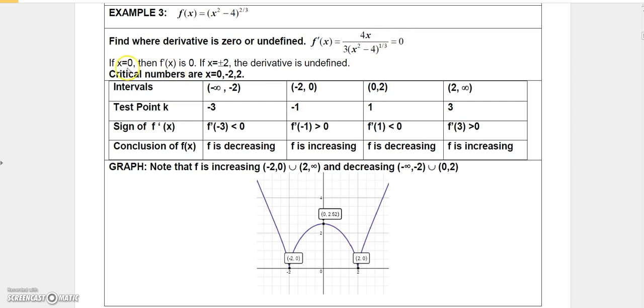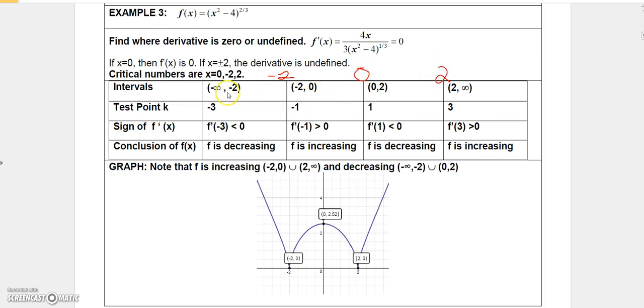Now, it turns out that the derivative would be 0 if x is 0. So 0 is a critical number. But it also turns out that if x equals plus 2 or minus 2, the derivative is undefined. So critical numbers are also plus or minus 2. So you notice that if you put plus or minus 2 in the denominator, you'll get 0 in the denominator, and so the derivative would be undefined. So here I have negative 2, here I have 0, and here I have 2.